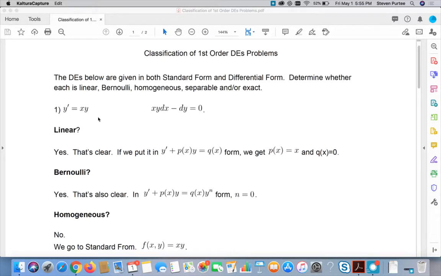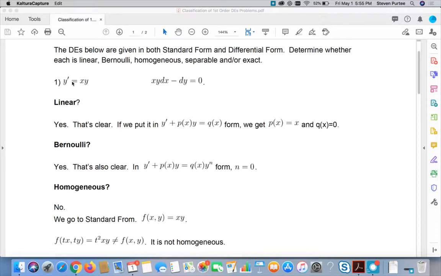Okay. So I've given this DE in both standard form and differential form. You should pause the video and make sure that you could get from here to here and that you believe these are the same DE. Okay, hopefully you've done that.